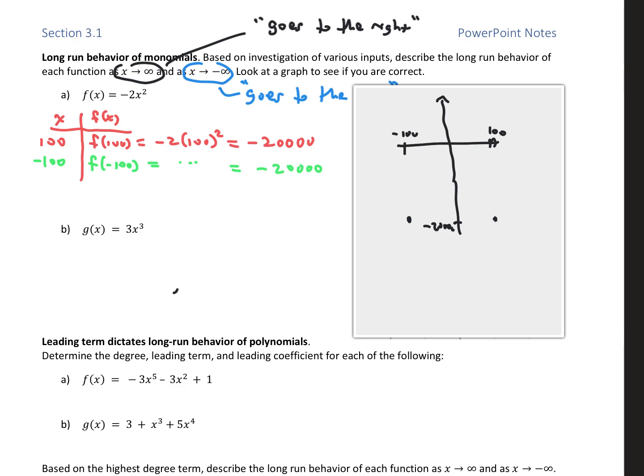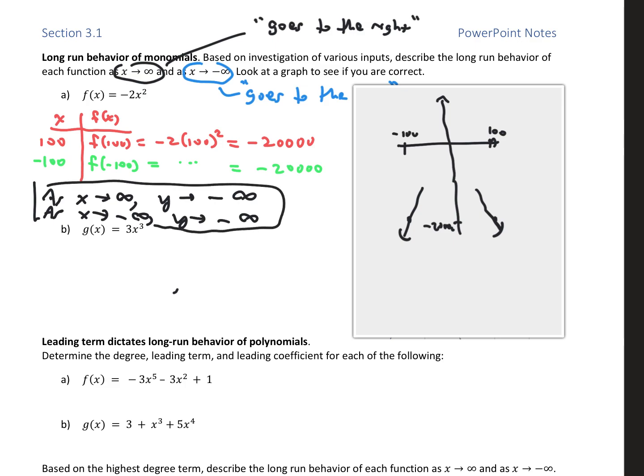At minus 20,000. So what I'm seeing is that as x goes out to the right, the y's are going down. And I can say down in the y direction by saying arrow minus infinity. And as x goes out to the left, y also goes down to minus infinity. So this is the way we can say it in a very mathematical way that you'll pick up on in your calculus class. But for all intents and purposes, you could also say this as x goes to the right, the y's are going down. As x goes out to the left, the y's are also going down.